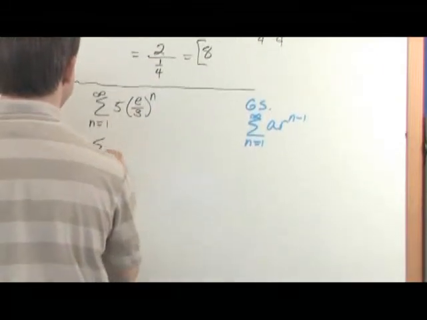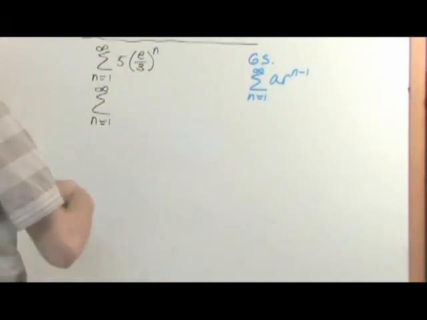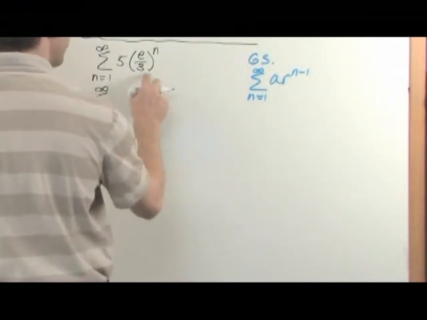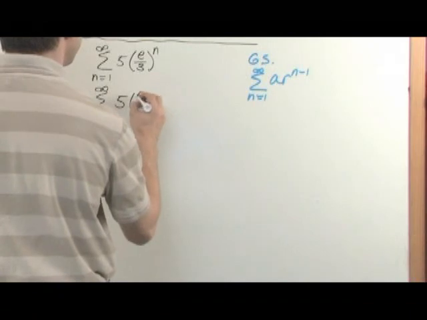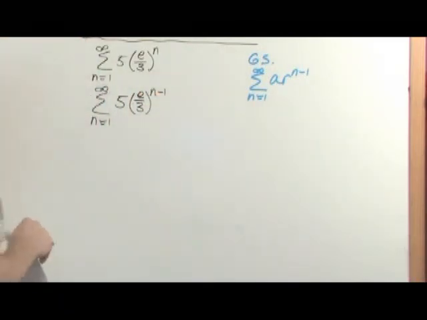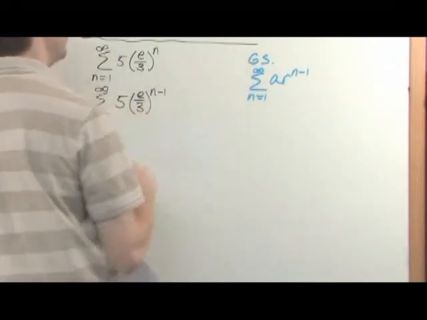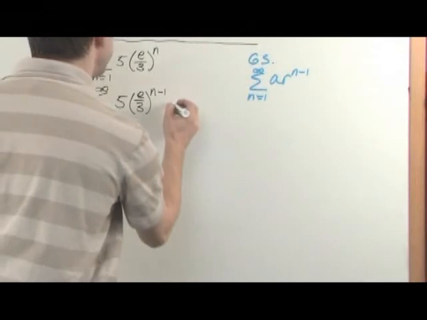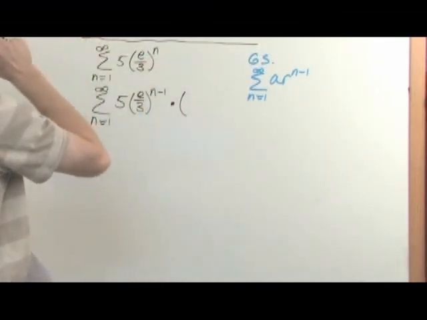I can write this as the sum from n equals 1 up to infinity. What I'm going to do is put this in the form 5 times (e over 3) to the n minus 1. I'm going to have a 5 here just because that comes down, and I'm going to make this exponent equal n minus 1. But to do that, I'm going to have to multiply by something to make it equal to what my original thing was.